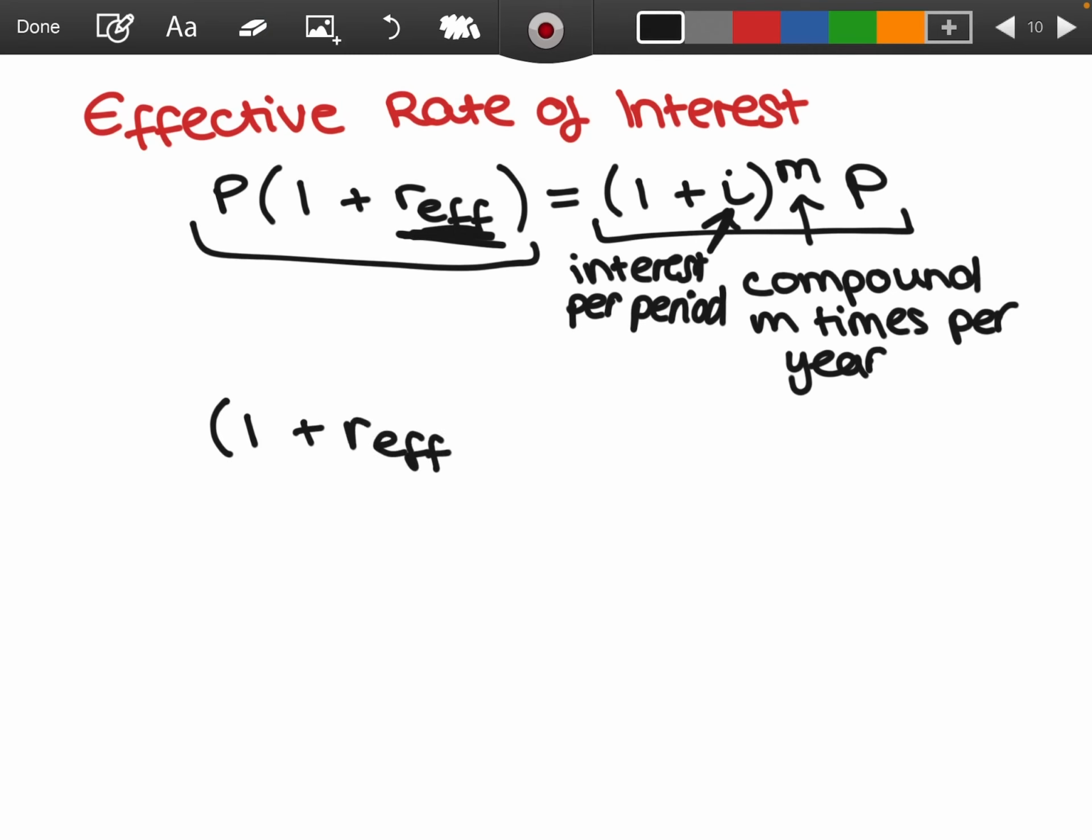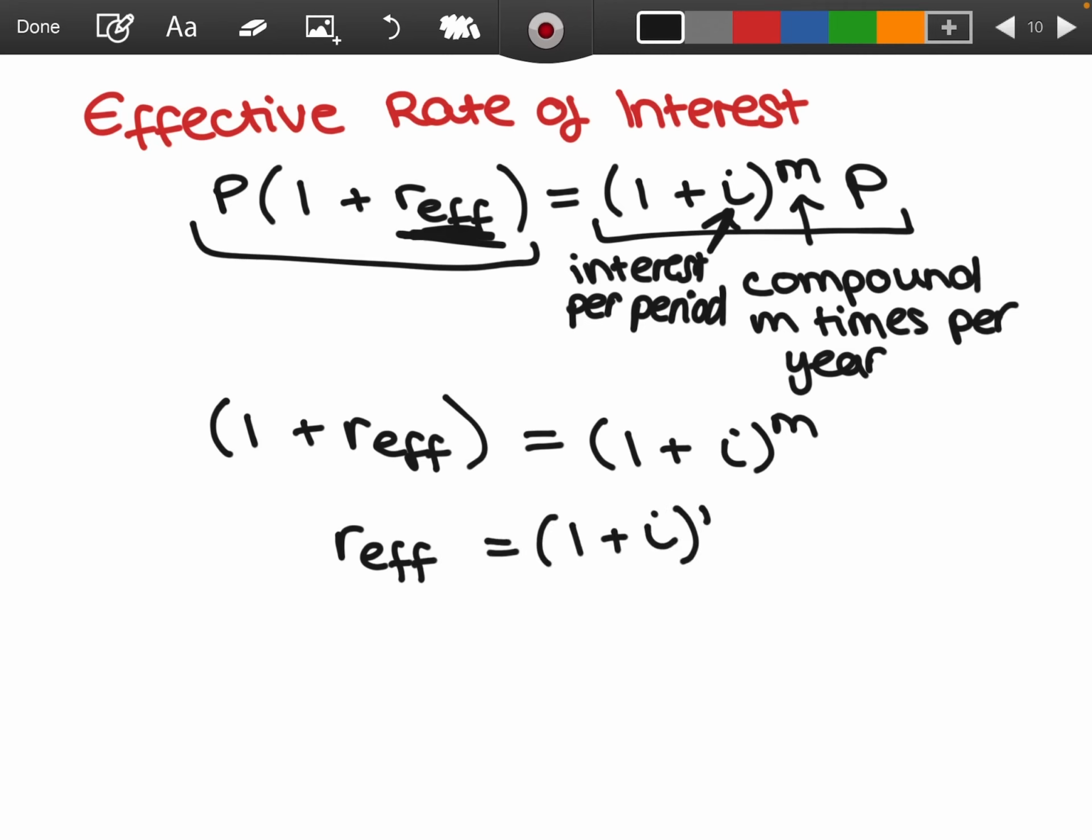I'm then trying to solve for that effective rate. So the principal values cancel out, and I just get that on my left-hand side multiplied by that on my right. And then I can subtract 1 from both sides to leave me with this formula.